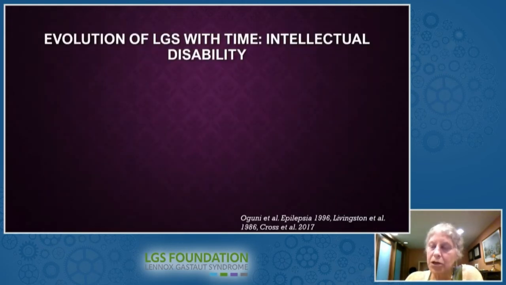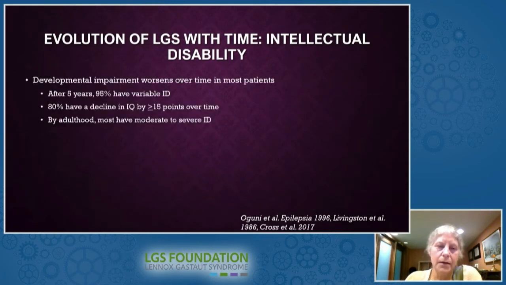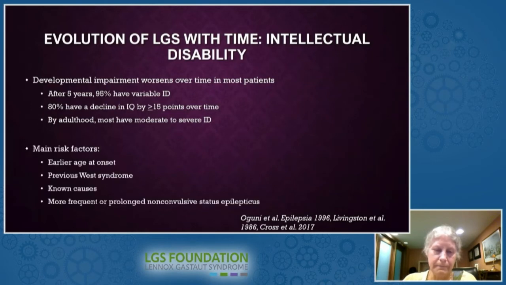And then looking at intellectual ability over time. Over time, we often see worsening in developmental impairment. After 5 years from the onset, about 95% will have variable degrees of intellectual disability. It has been shown that of persons with Lennox-Gastaut, 80% have a decline in their IQ by greater than 15 points with time. And by adulthood, most are left with moderate to severe degrees of intellectual disability. So we can see here as those seizures become more frequent, the development really does have a significant impact.